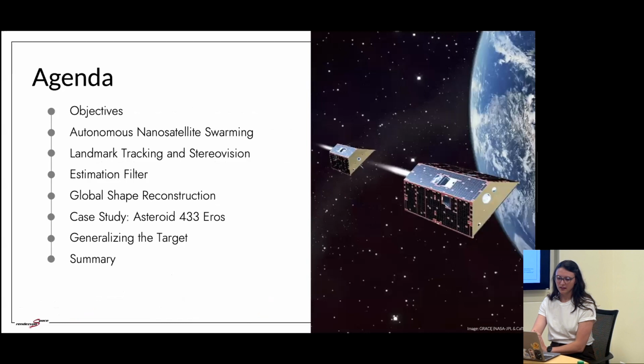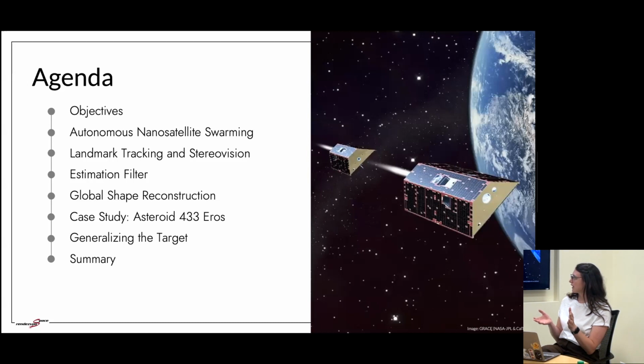Okay, quick overview of the agenda. I'm going to go over the objectives of ANTS, talk about the structure of it, and then go into each of the various components that have been developed for this project, a quick case study, and then how we generalize the target from the asteroid, which is in the case study, to spacecraft or other targets that we're interested in.